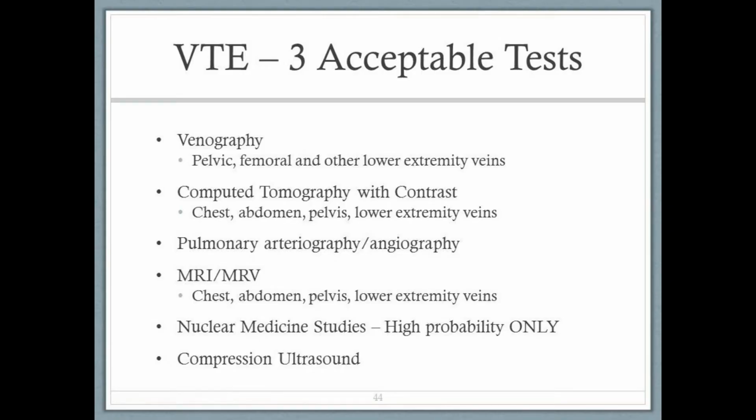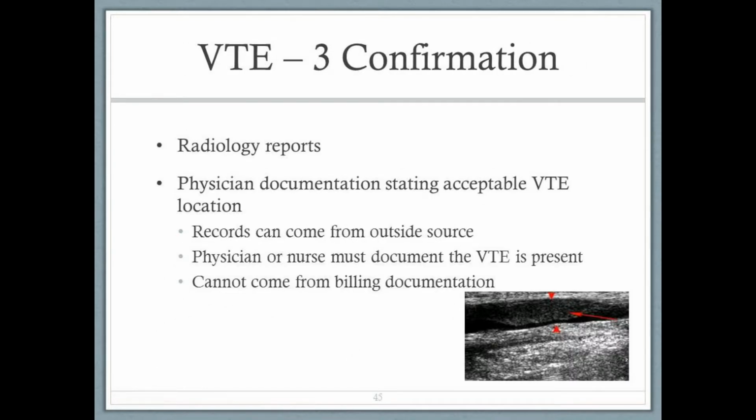as well as where the clot is located. But acceptable tests, and we all know about these: venography, CT scan, angiography, MRI, MRV, and nuclear medicine studies, and this has to be a high probability test, as well as compression ultrasound or duplex ultrasound to diagnose these. And what's interesting here is that, again, you can take the information from a radiology report. It can come from physician documentation. This documentation can be from records from an outside source. It doesn't necessarily need to be documented by a physician. It can come from a nurse, but it cannot come from billing information.